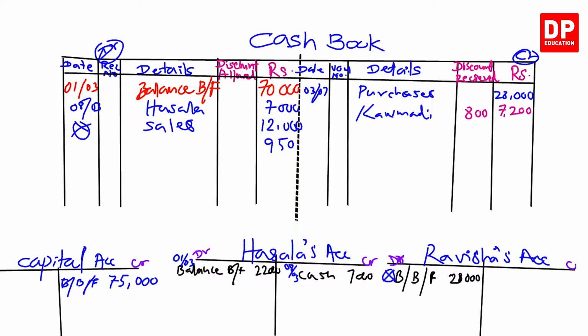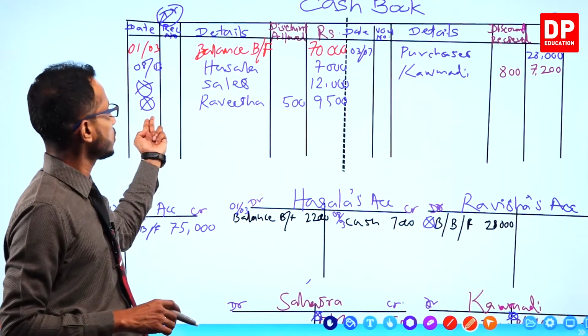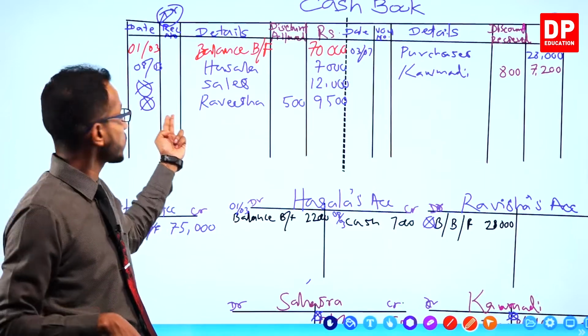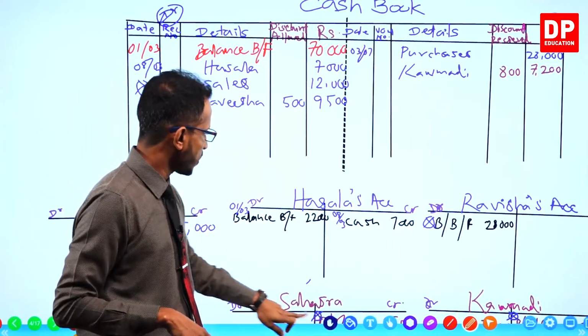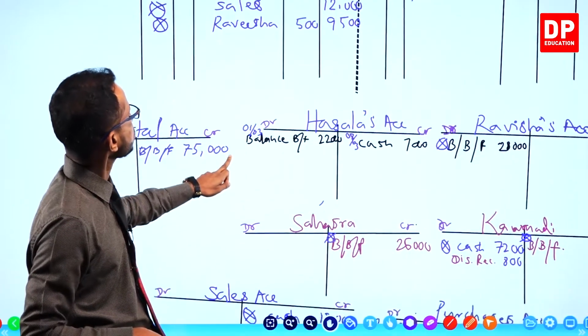9,500, cash book debit. Discount allowed is 500. The other account name is Ravisha. Ravisha is the other account. Right? Don't forget the date. As always, I'm always telling you. Ravisha, and let's find Ravisha's account.